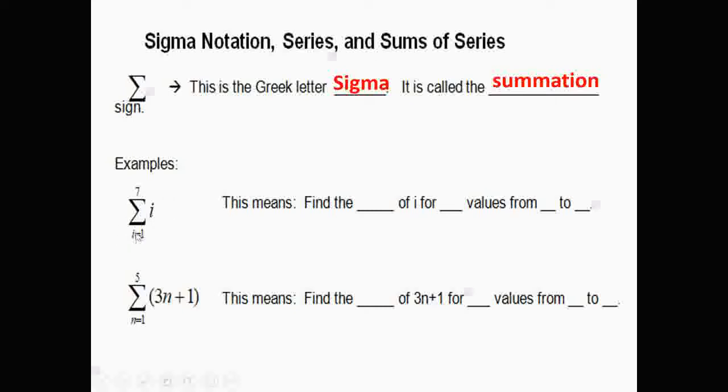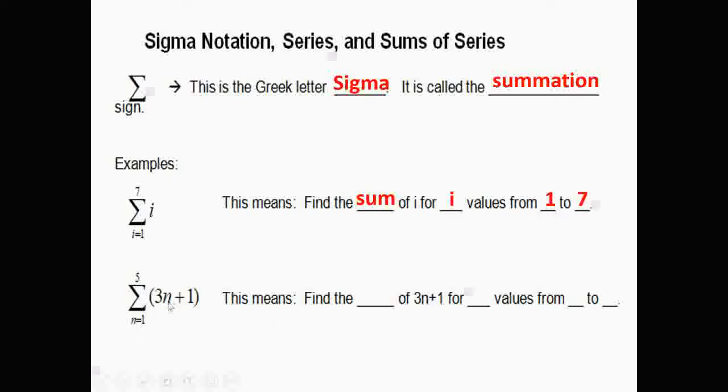And usually with summation, we'll have something on bottom and top. And those things on the bottom and top tell us from what value to what value we're going to find the sum of. So when we see this here, it means we're going to take the sum of i from i equals 1 to 7. That means you replace this with 1, and then you do a sum. So plus, then you replace it with 2, plus, then you replace it with 3, plus, all the way until it's 7. So the sum of that. So this means find the sum of i for i values from 1 to 7.